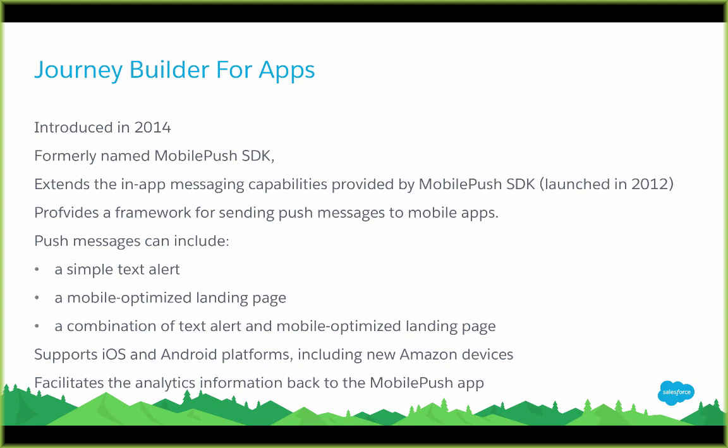So within Journey Builder for Apps, or JB4A, the SDK supports both iOS and Android platforms, including the new Amazon devices. And it facilitates the analytics information back to the mobile push app in Marketing Cloud, enables reporting on how users interact with mobile apps, including which messages users open and how much time they spend in-app.